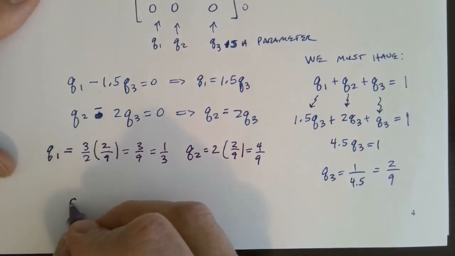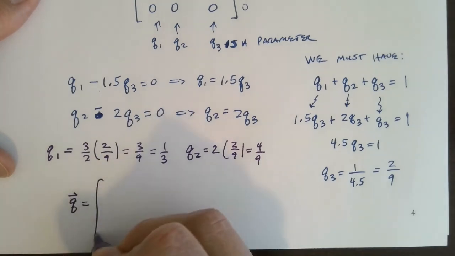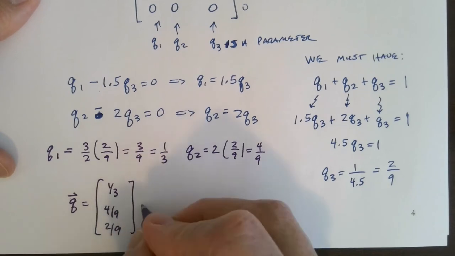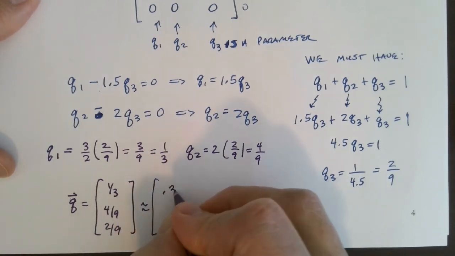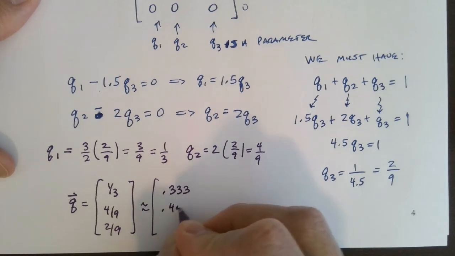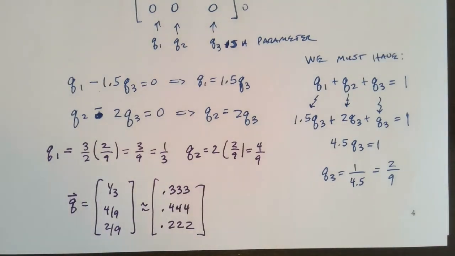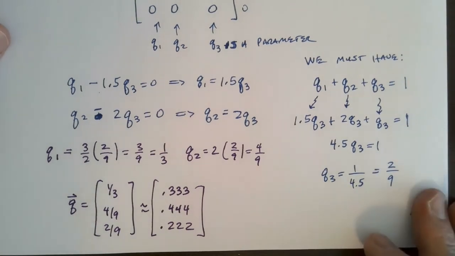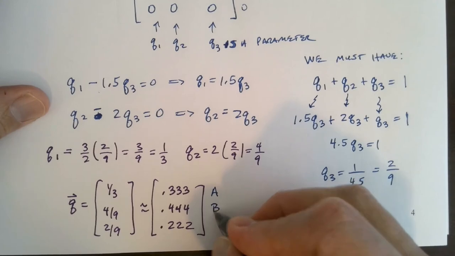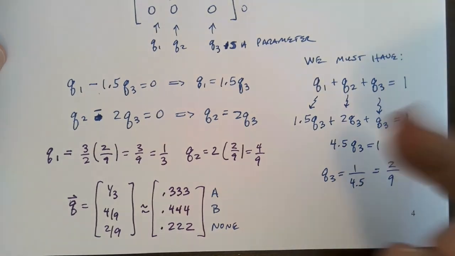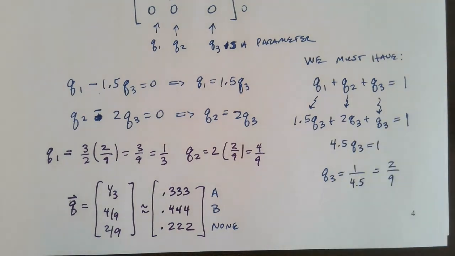And so here's my steady state solution. Q1, 1/3. Q2, 4/9. Q3, 2/9. Of course, it's good to know what these are approximately, which we know this is that, this is this, and this is this. So the steady state solution is here, and remember this is A, B, none. So in the long term, as time progresses, this is what that steady state solution is approaching.